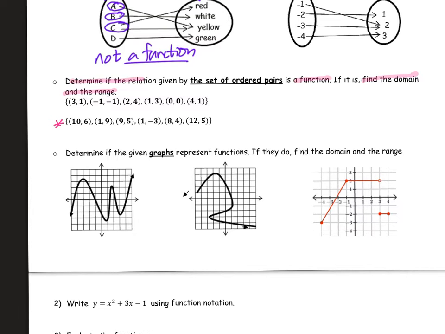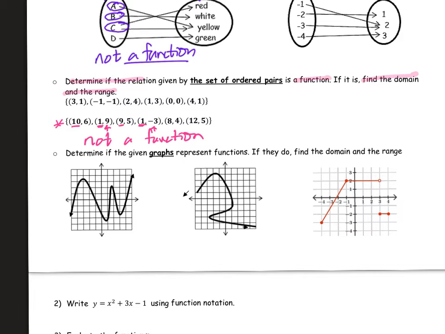Okay, so we're going to look again at the x's. So first I want to look at my x's. That's always what I want to do to determine if it's a function. So I've got a 10, a 1, a 9, a 1. Oh, I have 2 1s. Now, are my y's different? Well, I've got 9 and I've got negative 3. So they are different. So this is not a function.